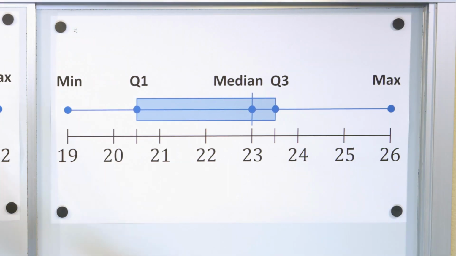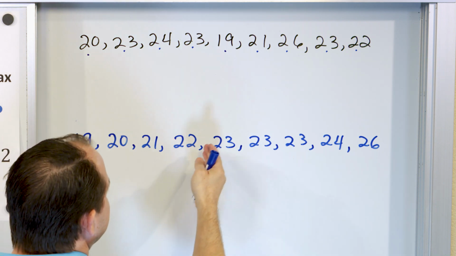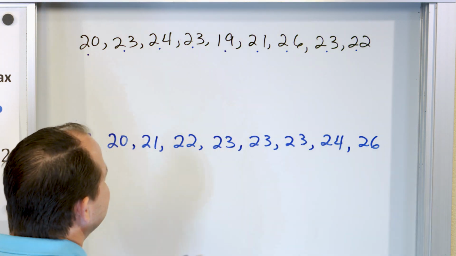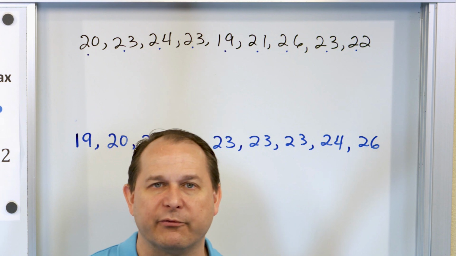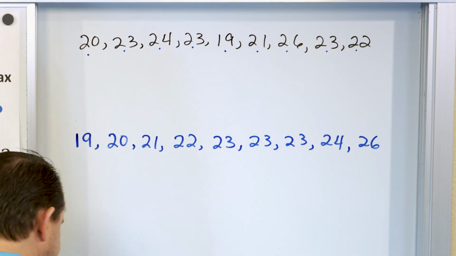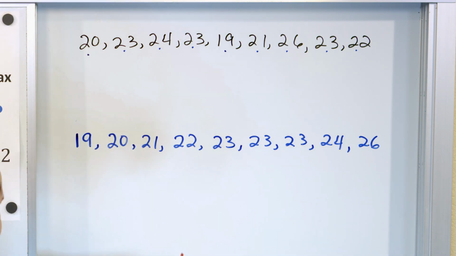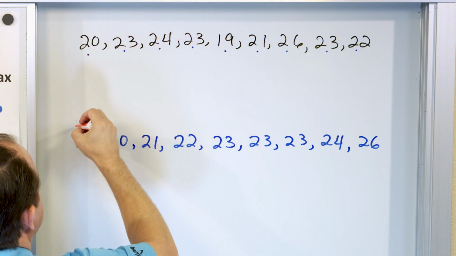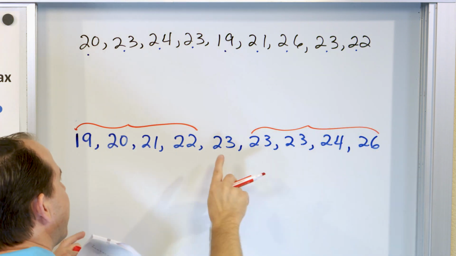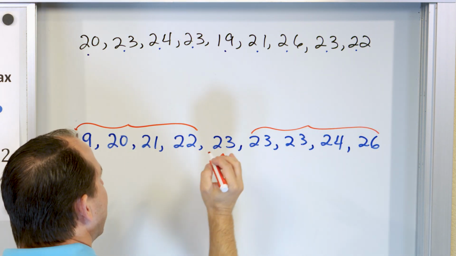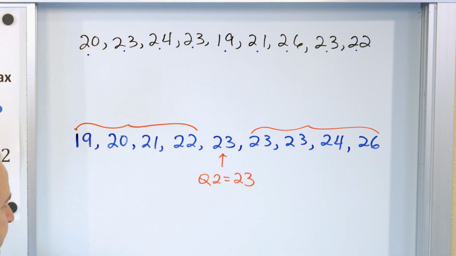But this one, the distribution of the data is totally different. It's like 19, 20, 21, 22, then 23, 23, 23, 24, 26. So we have higher numbers kind of concentrated, and a triplet of numbers right here. Let's see what that does. We have 1, 2, 3, 4, 5, 6, 7, 8, 9 data points. So we can group it into 4 data points here and 4 data points here. We pull them apart, and the number in the center is the median, which we also call Q2. The center value of the data is 23.